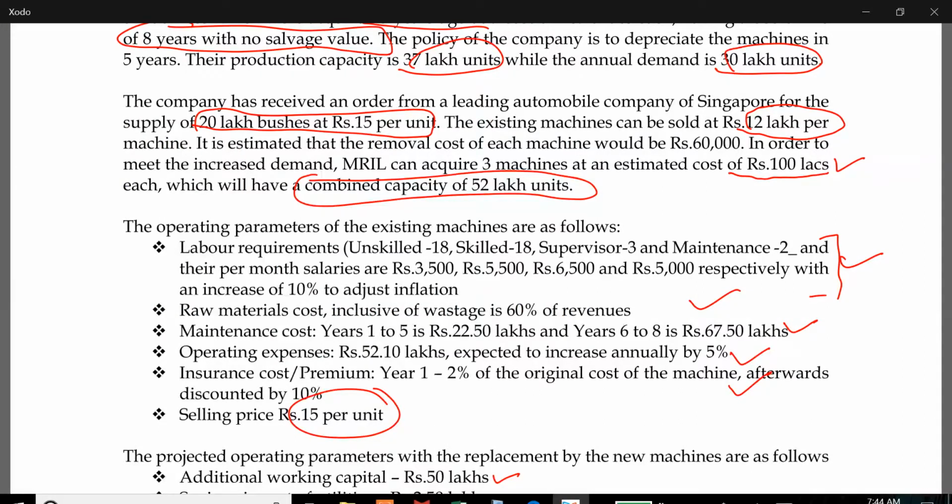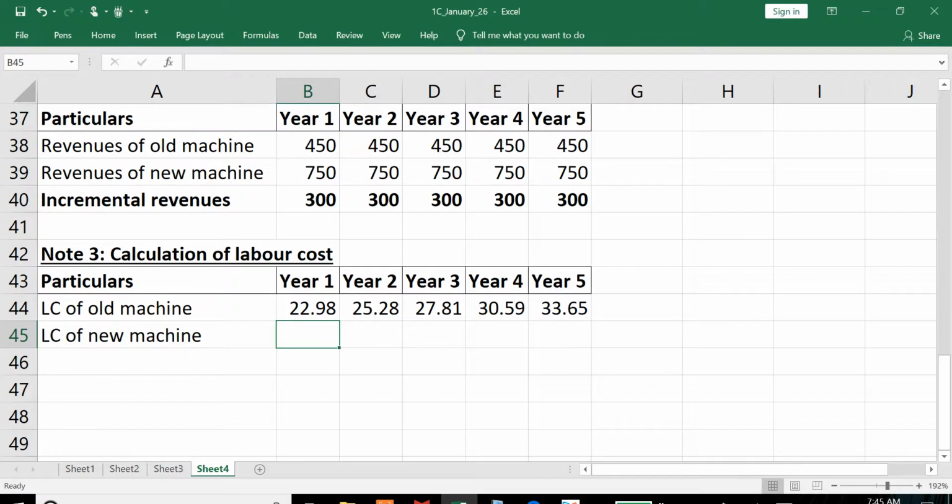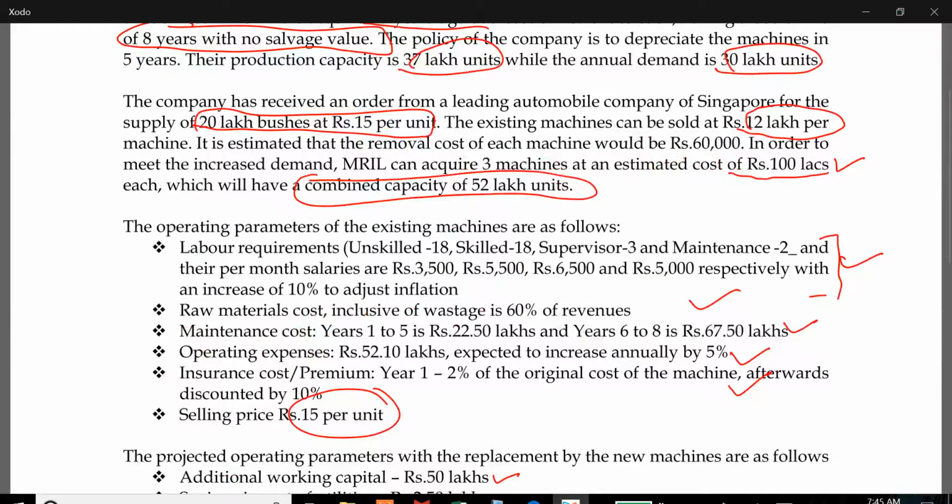18 employees into 3,500 into 12. 18 employees into 5,500 into 12. 3 employees into 6,500 into 12. And 2 employees into 5,000 into 12. That is 22.98 lakhs. Into 12 can be done in the end. You get a monthly salary and then finally do into 12. It's basically 18 into 3,500 plus 18 into 5,500 plus 3 into 6,500 plus 2 into 5,000, whole multiplied with 12.